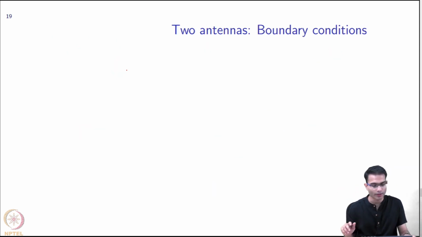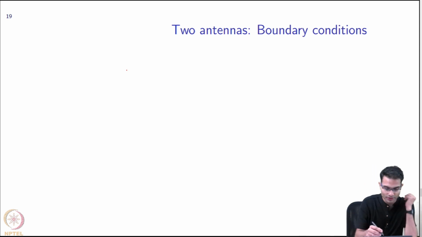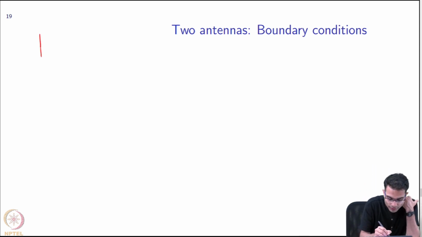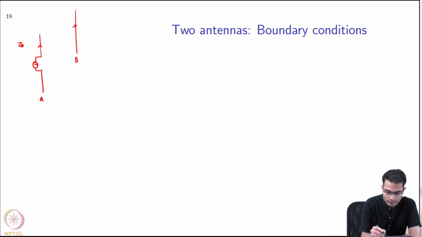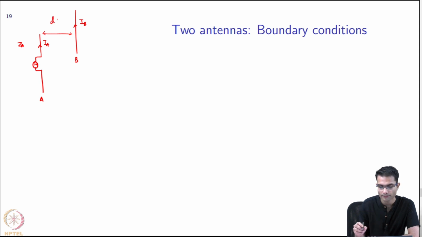So the boundary conditions that we have, let's redraw this antenna over here. So this is antenna A. For simplicity, what I am going to do is make antenna B passive, but I can easily add a generator to it. So this is my antenna B, and there is IA here, IB over here, some distance D apart.